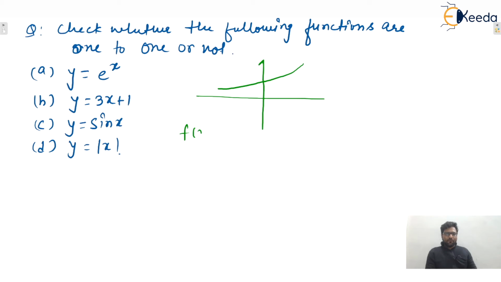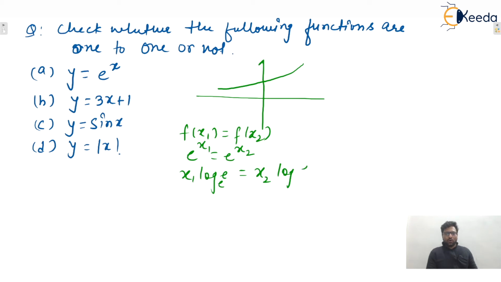Let's say f of x1 equals f of x2. Let us consider two elements in the domain, x1 and x2. Now it becomes e raised to power x1 equals e raised to power x2. So take log on both sides with base e. Log e base e becomes 1. So here x1 equals x2. That is the unique solution.